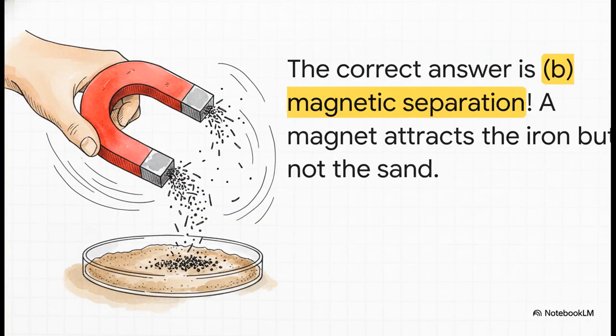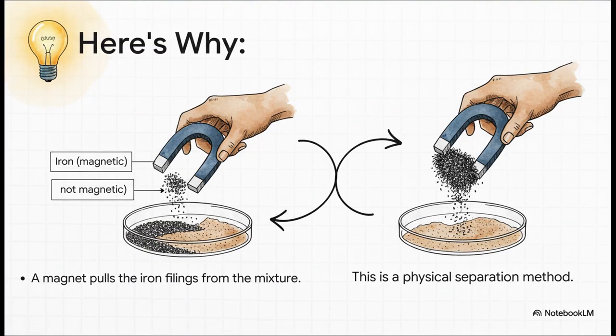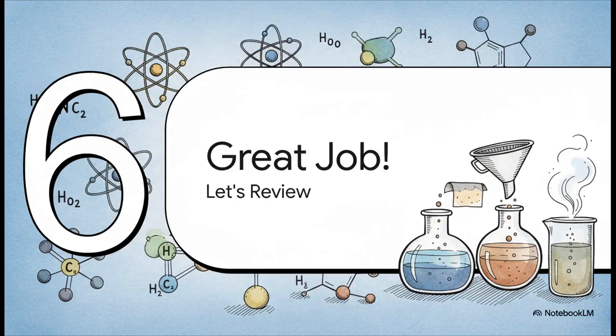And the correct answer is, drumroll please, B, magnetic separation. If you got that one right, amazing job. So why is that the right answer? Well, it's pretty simple. Iron is magnetic, but sand isn't. So if you use a magnet, it's going to attract and pull all the little iron filings right out of the sand. This is just another great example of a physical method for separating a mixture. That was fantastic. You are really getting the hang of this stuff.